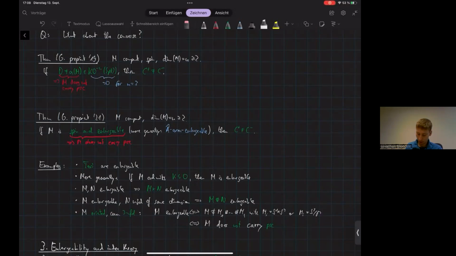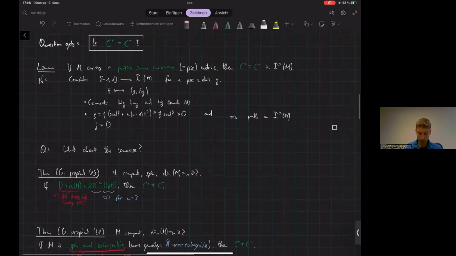And well, all these manifolds that I wrote down here, these connected sums, they carry positive scalar curvature metrics, and all those that are not diffeomorphic to such a thing do not carry positive scalar curvature metrics. So in this case, it's an if and only if. When we restrict to oriented three-manifolds, then M is enlargeable if and only if it does not carry positive scalar curvature.